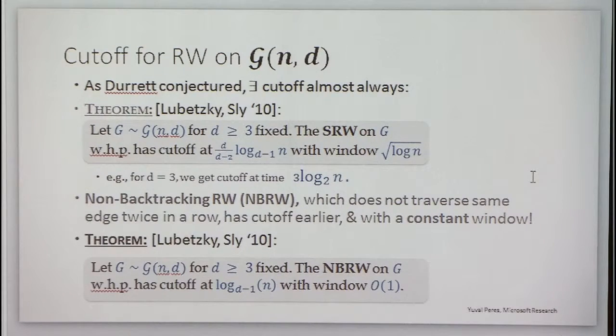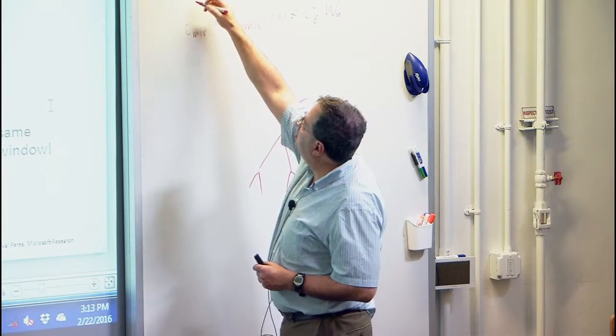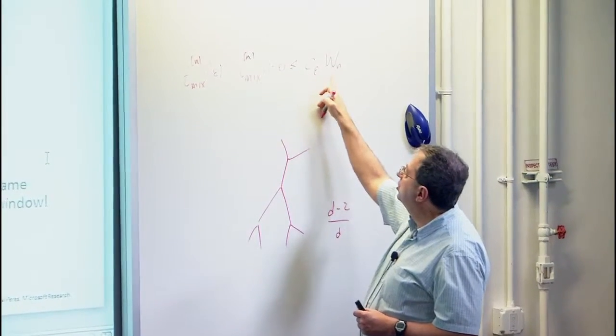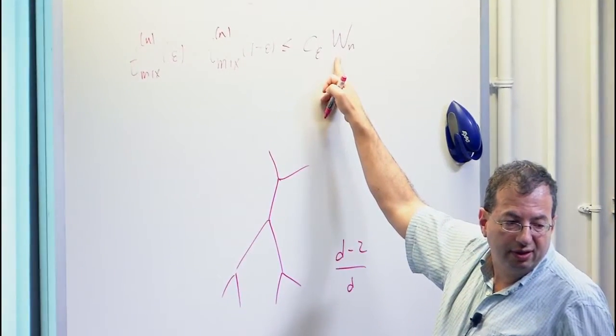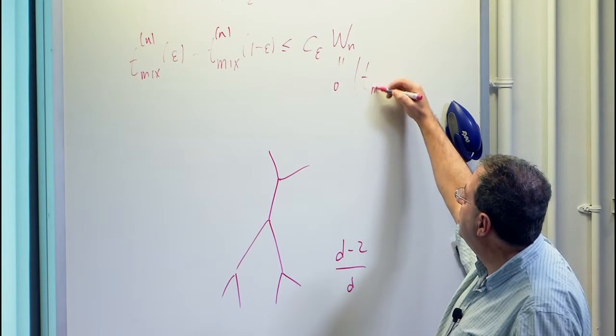So if we look at T mix of epsilon, and so take epsilon less than half, and compare T mix of epsilon to T mix of 1 minus epsilon. So when epsilon is smaller, this is going to be bigger. And so we say that W n is a window for the mixing if we have such an inequality holding. So remember, this T mix, let me put an n here. So we have a system of size n. We want this to be bounded by C epsilon times some window size. And to have cutoff, this window should be negligible compared to the mixing time itself.